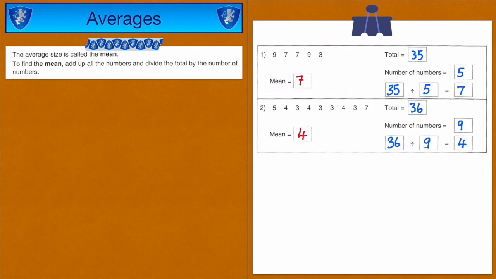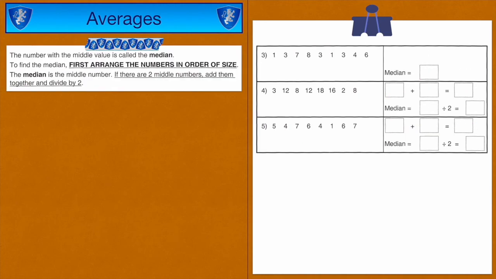So that's quite straightforward. Right, the next one we have here is called the median. Median. It's a little bit like medium, but it's median. And that's the number that comes in the middle. But what's very, very important when you're doing the median is you must put the numbers in order of size first. So we're going to put these numbers in order of size.